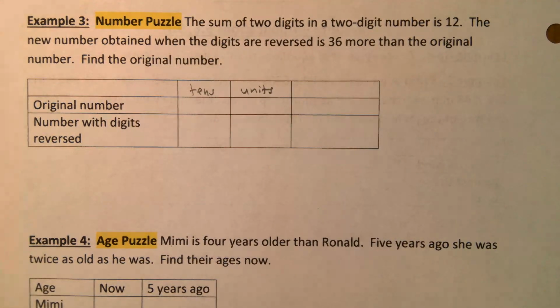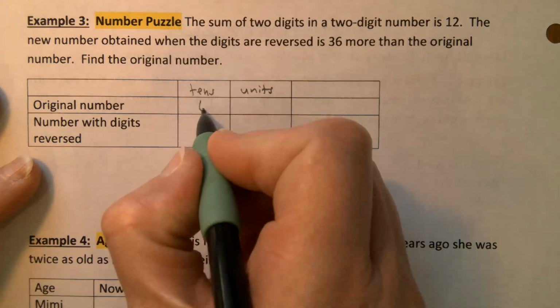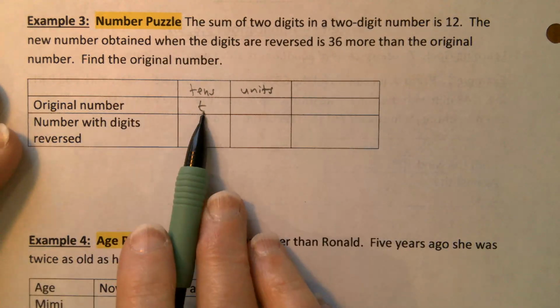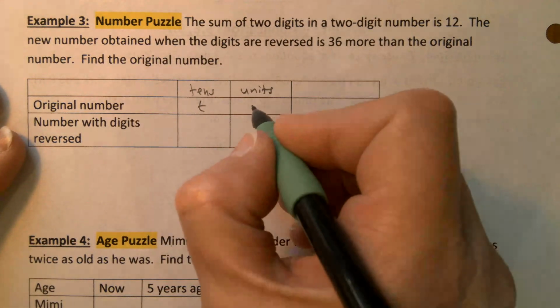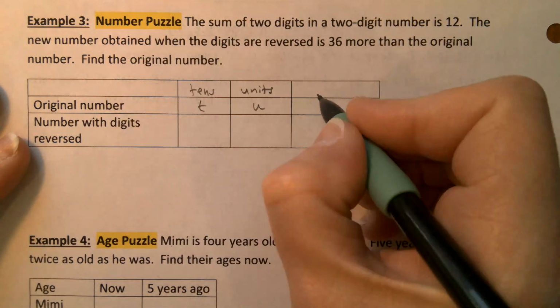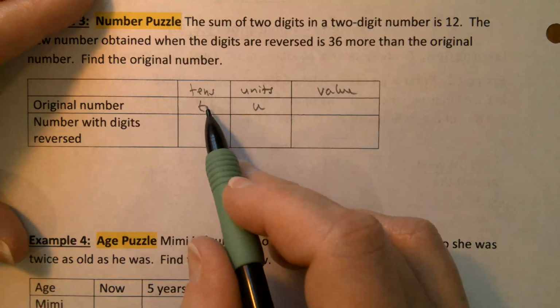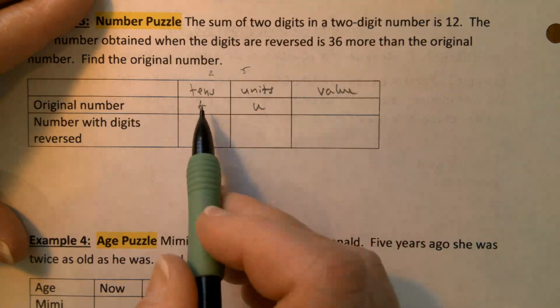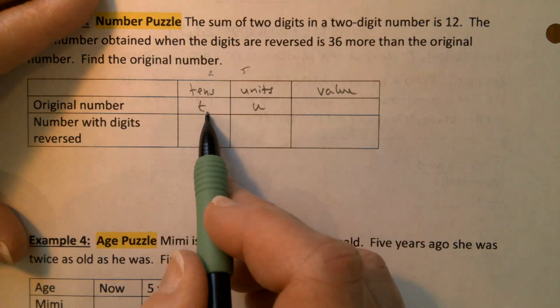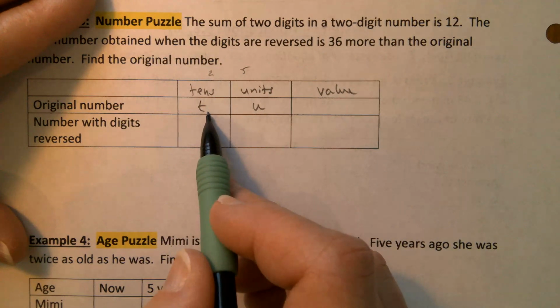The new number obtained when the digits are reversed is 36 more than the original number. Find the original number. So if I use T for the tens place and U for the units place, think of expanded form. Suppose I had a 2 and a 5. The 2, because it's in the tens place, is representative of 20. So 2 times 10.